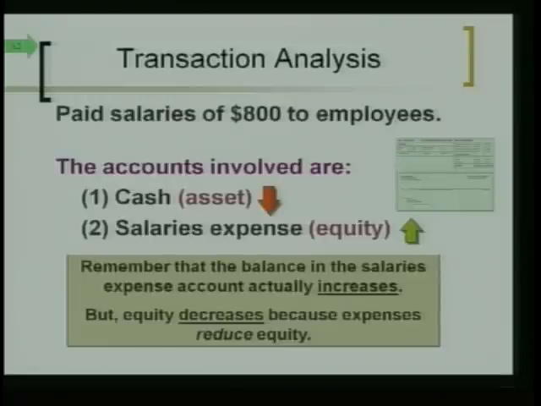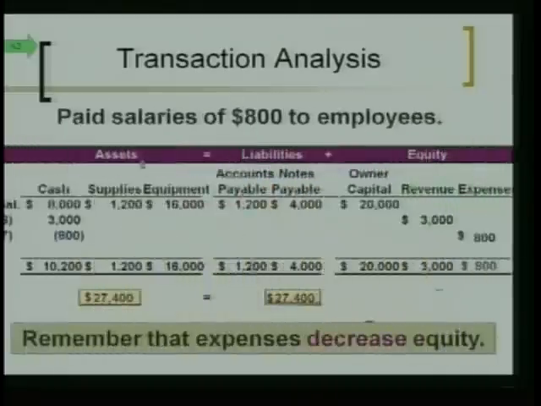Cash goes down because we paid out $800 to our employees and our salaries expense went up. Okay? Salaries expense went up. Now remember that as salary expense account increases, equity decreases because expenses reduce equity. How does this look? It looks like this. And I want to make sure you understand this. Expenses go up. Expenses are not decreased here. Expenses go up.